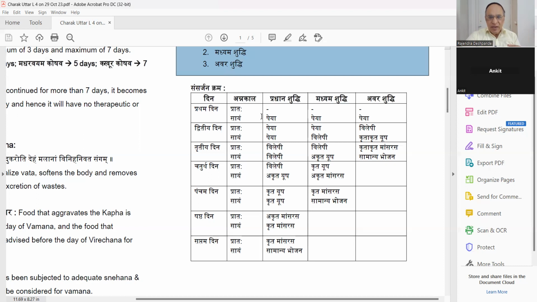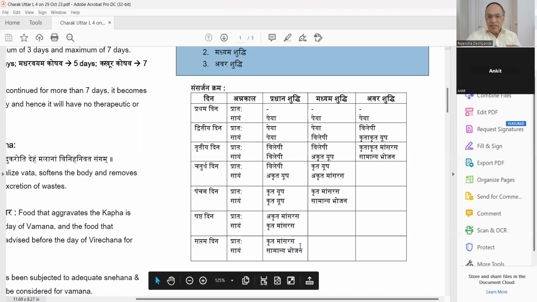Here you can see. First day, Peya, then Vilepi, Akritayusha, Kritayusha, Akritamamsarasa, then Samanya Bhojana, normal diet. So from day 1 to day 7, slowly from a light diet to the normal diet.